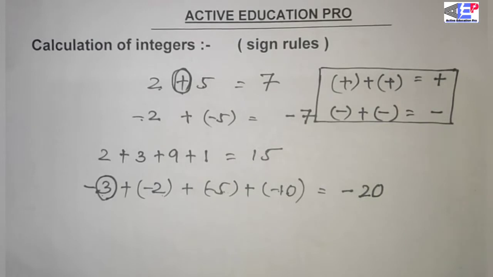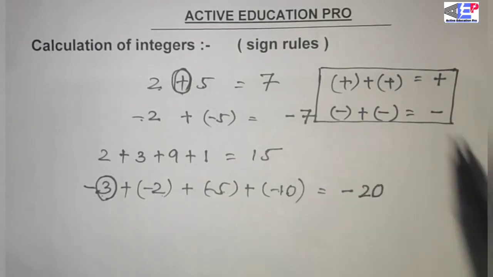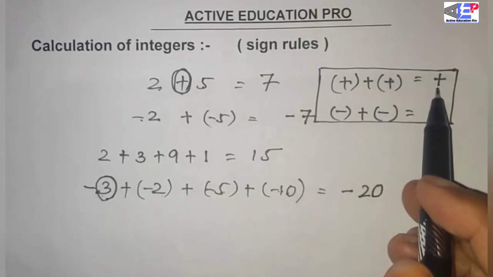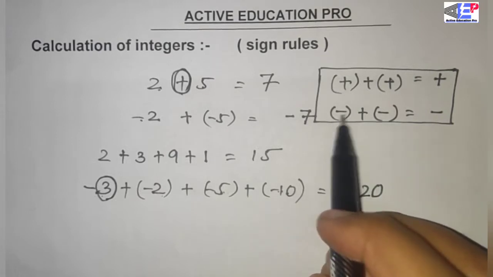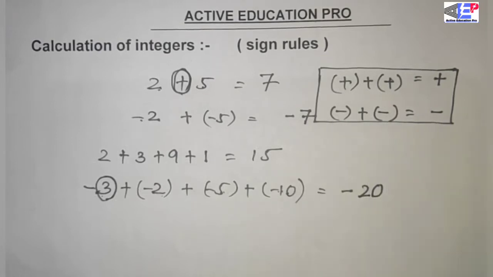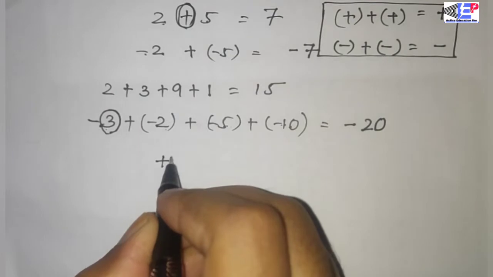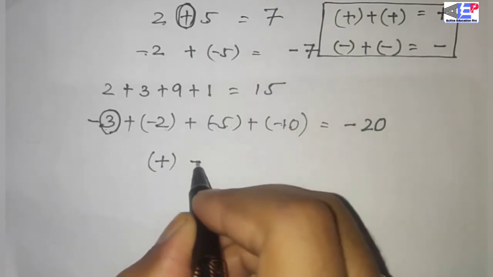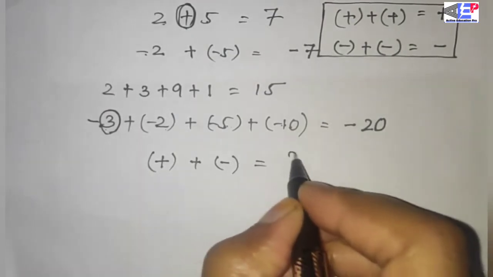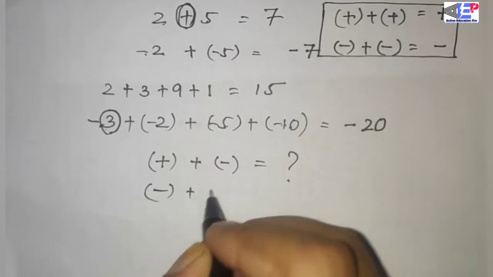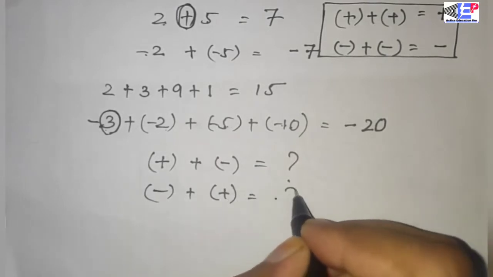This is a sign rules. If you add a positive integer with a positive integer, then you will get a positive integer. If you add a negative integer with another negative integer, then you will get a negative integer. Then the next rule: what about addition of a positive with a negative integer, or a negative with a positive integer?